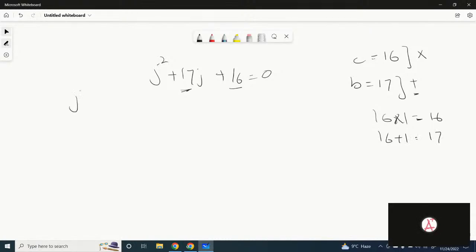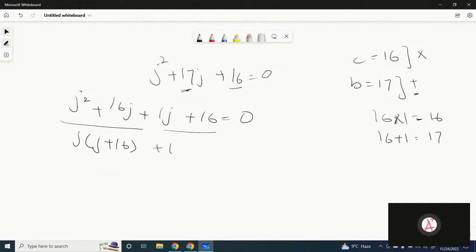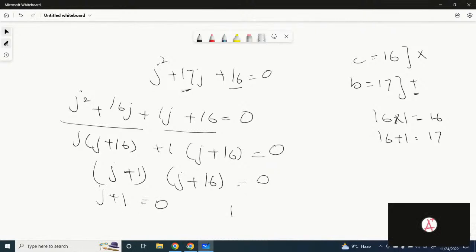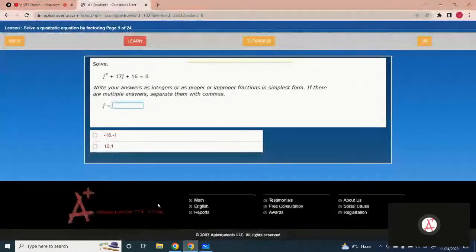You have to use j square plus, break down that 17 into 16 and 1. Got it? So you can take common j from here. You are left with j plus 16. You take common 1 from here and you are left with j plus 16. So you have j plus 1 and j plus 16. So use the zero product property, equate them with 0. So j equals -1 and j equals -16. Got it? So it has the two factors -1 and -16.